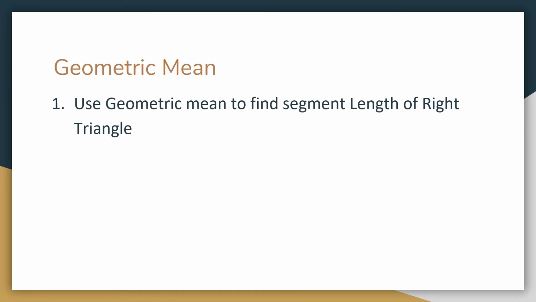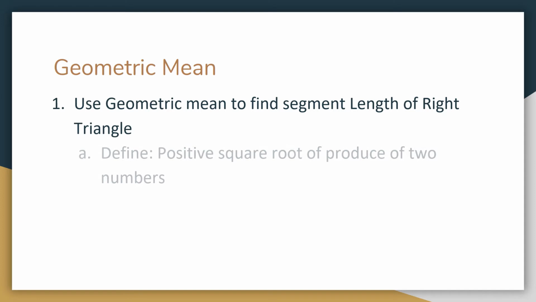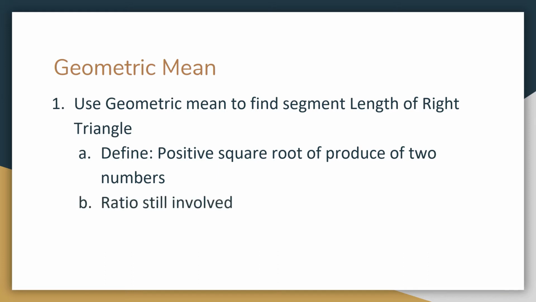Use geometric means to find the segment length of a right triangle. The segment length is that line that you draw from the right angle vertex of a triangle to its hypotenuse. And that length, to calculate it, is defined as the positive square root of the product of two numbers. And basically, we're back to ratios again.